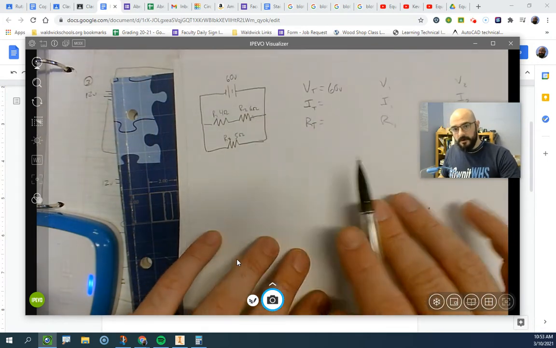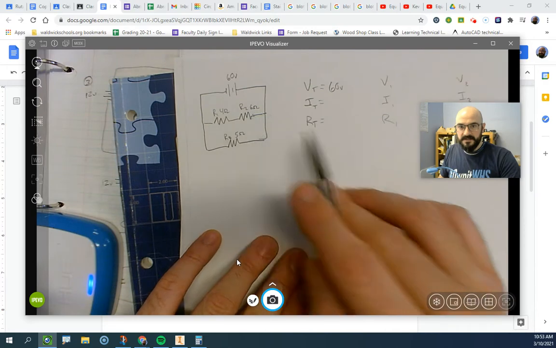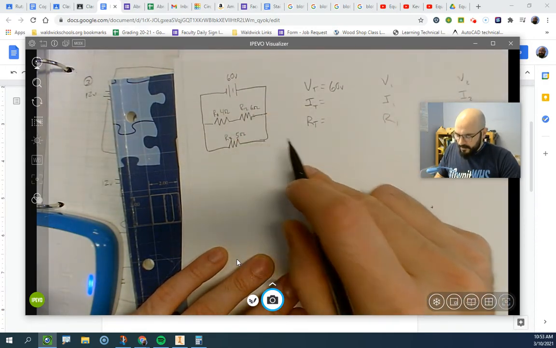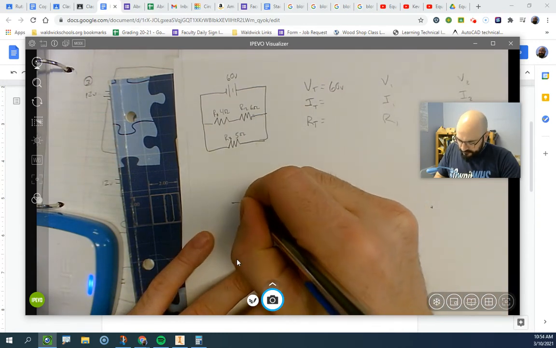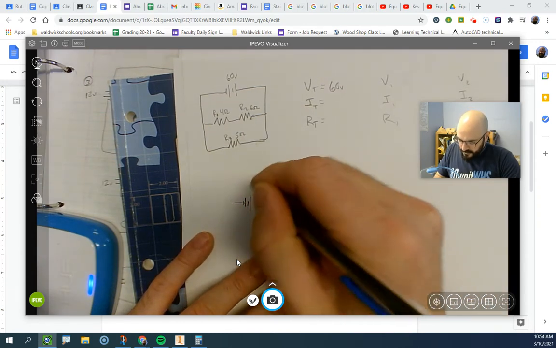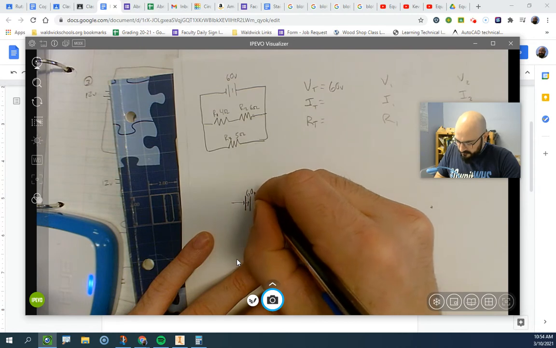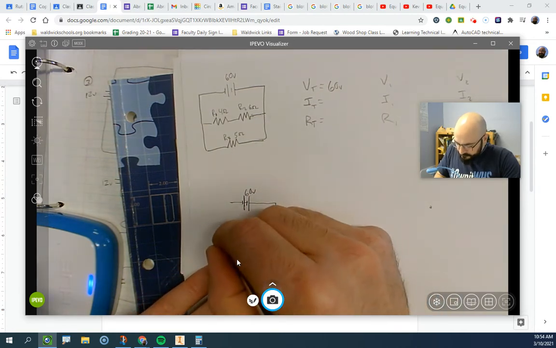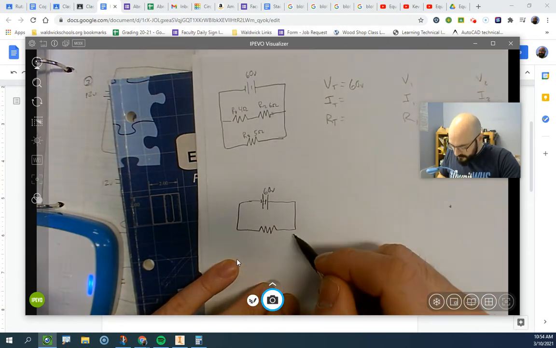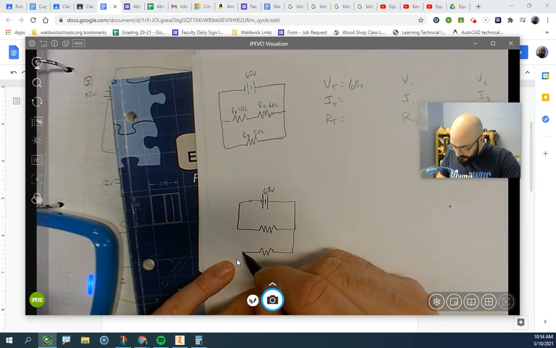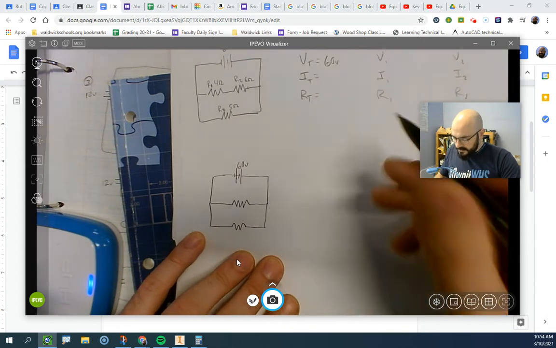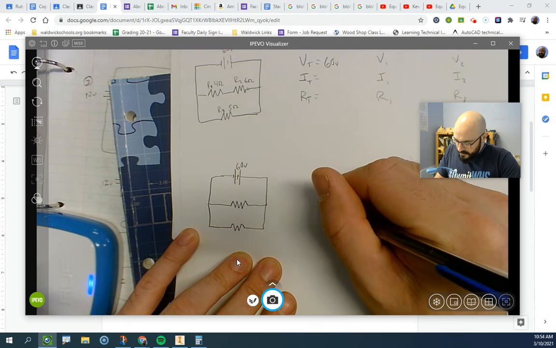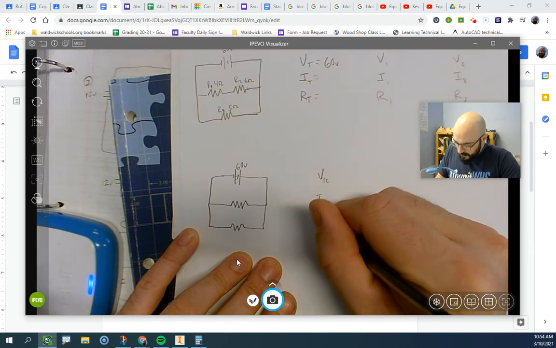So I'm going to redraw this, and we're going to have to come up with variables. All right, so here's my power supply. It's 60 volts. Okay, and now we just want it to be like this. So we're turning these two into 1. Now, let's give us some new variables: V12, I12, and R12.